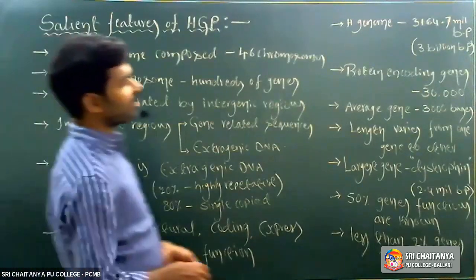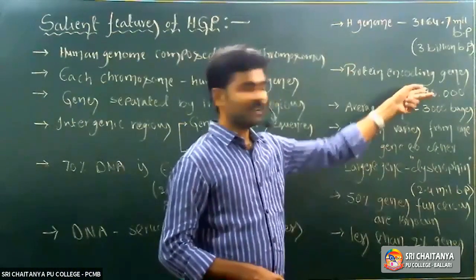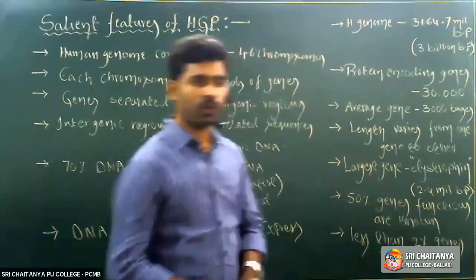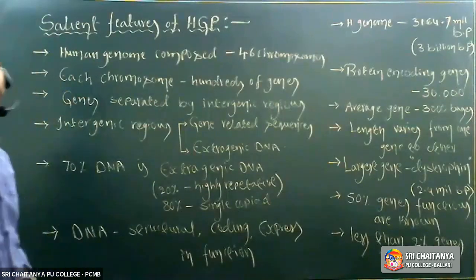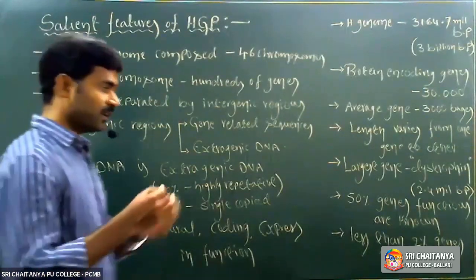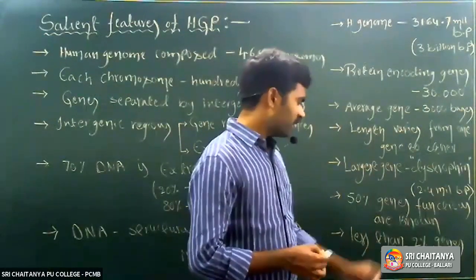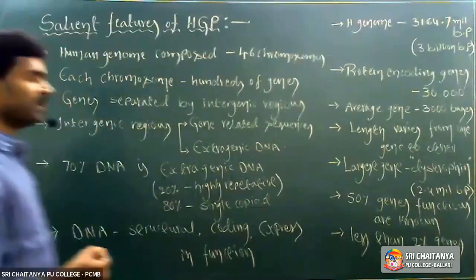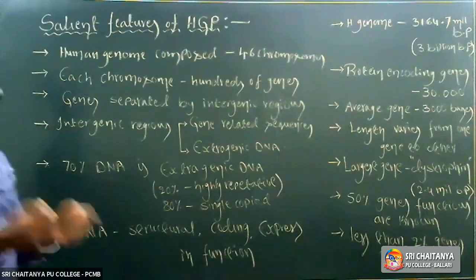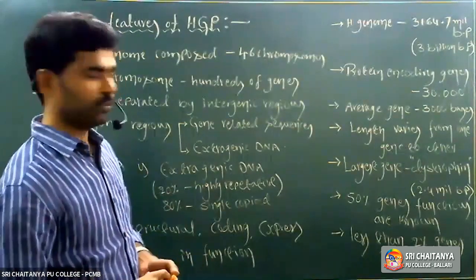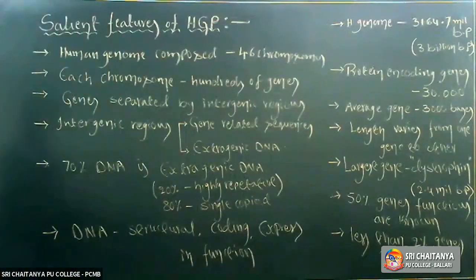Of the 30,000 genes, 50% of the genes' functions are known, but the remaining 50% of the genes' functions are not known. Less than 2% of the genes participate in protein synthesis when we compare the entire DNA or entire genome. Note down these salient features.